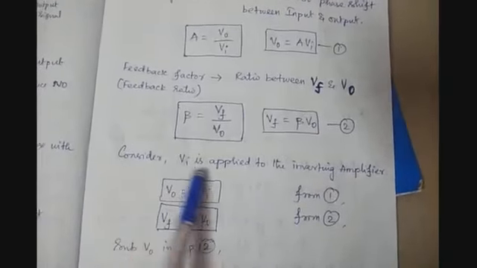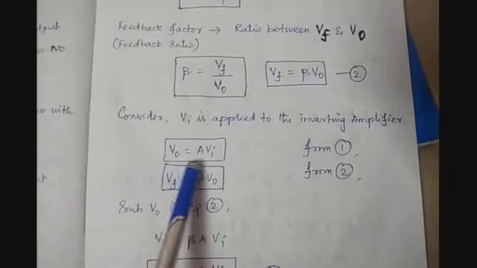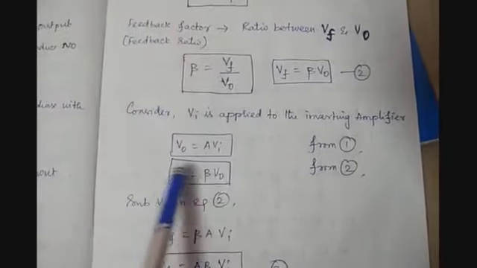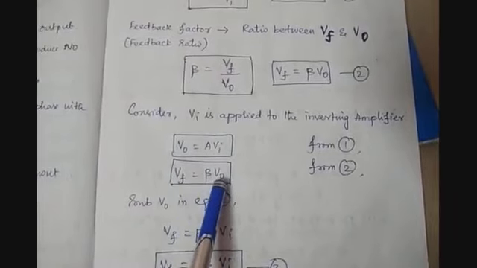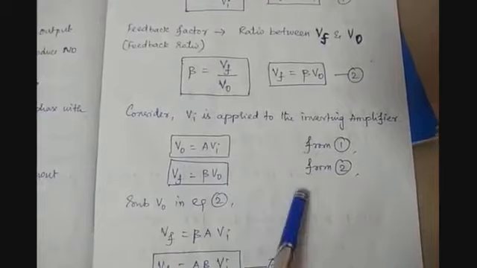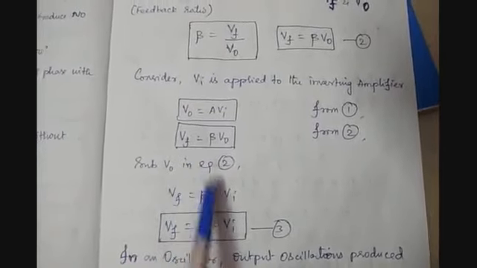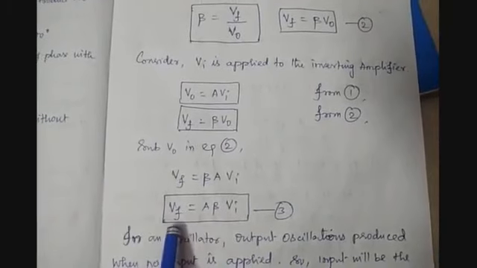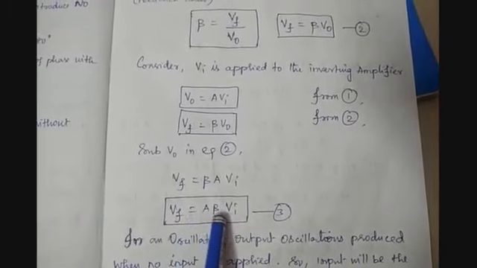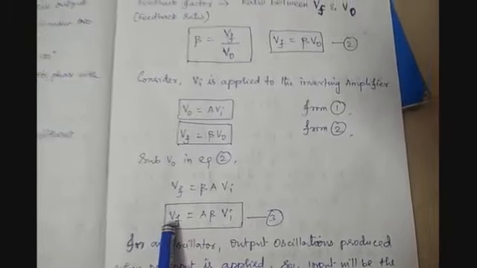Consider Vi is applied to the inverting amplifier. See here, suppose if it is applied, Vout equal to A Vi, just now we discussed, and VF equal to beta V0. That is also the second equation. This is first equation and this is second equation. And substitute V0 in equation number 2. We will be getting a feedback voltage equal to A beta into input voltage. Right?